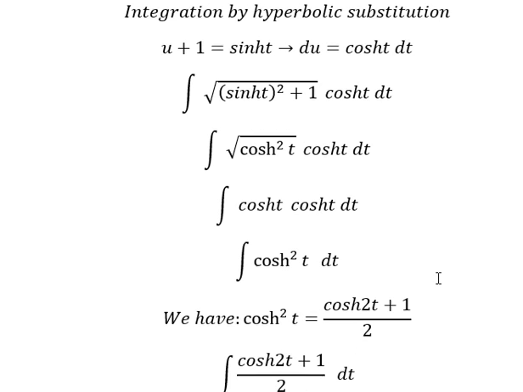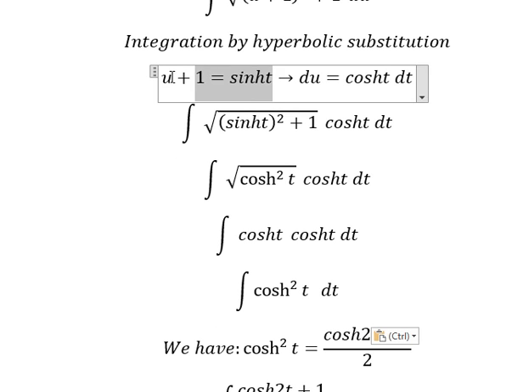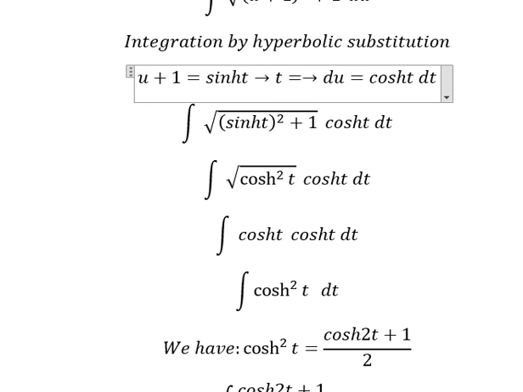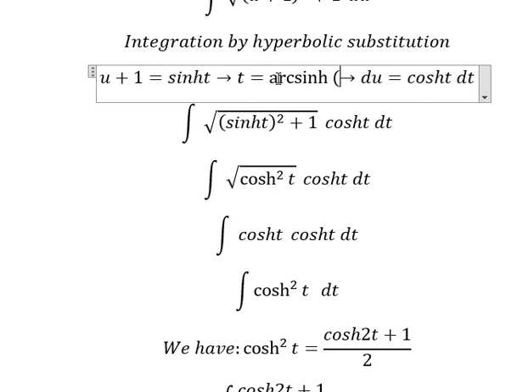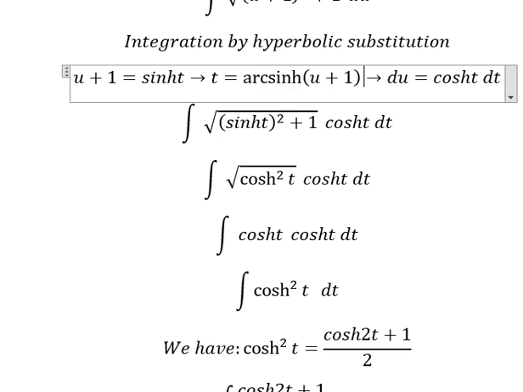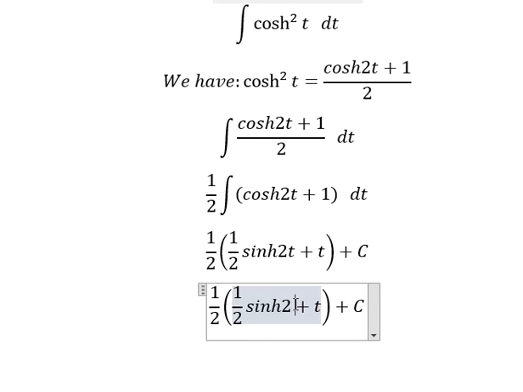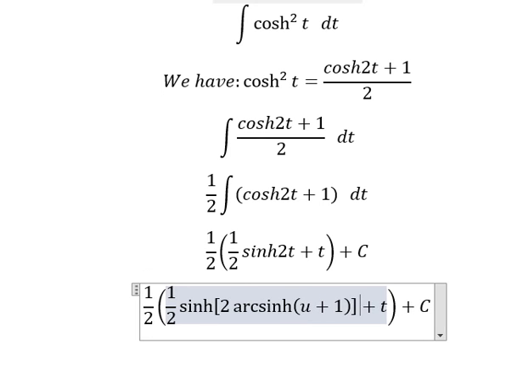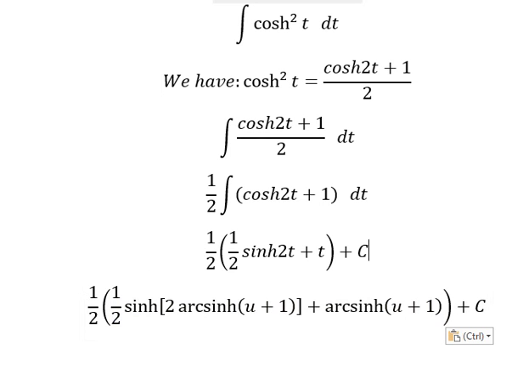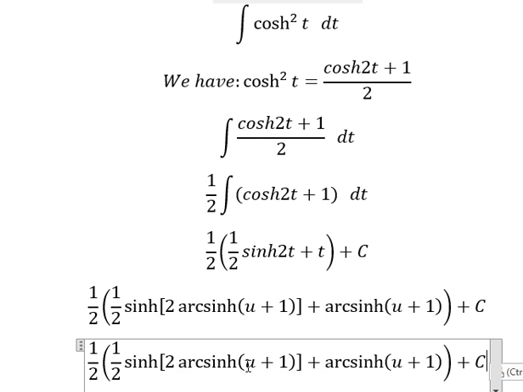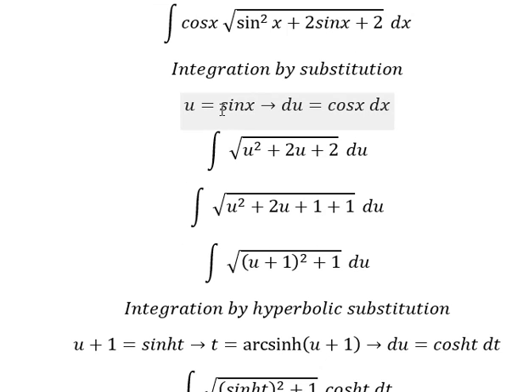About t, that is this one. So we have t equals arcsin of u plus 1. So I will put this one to change for t. About u, that is sine x.